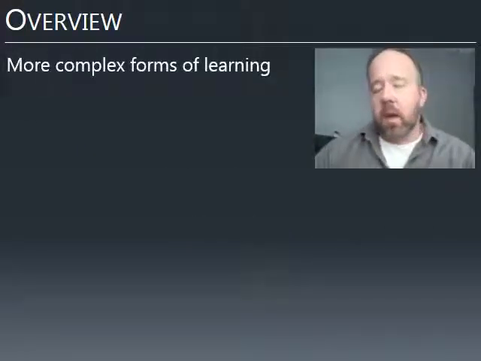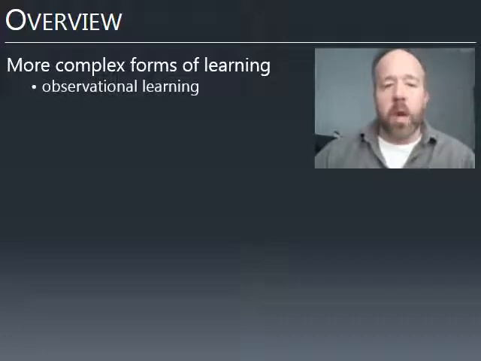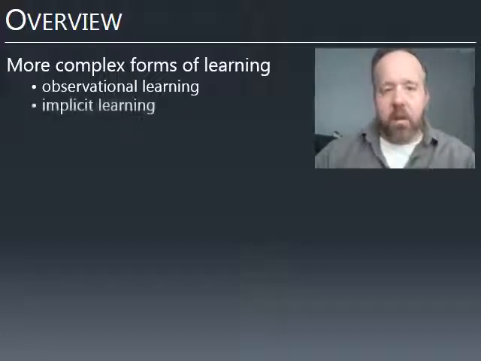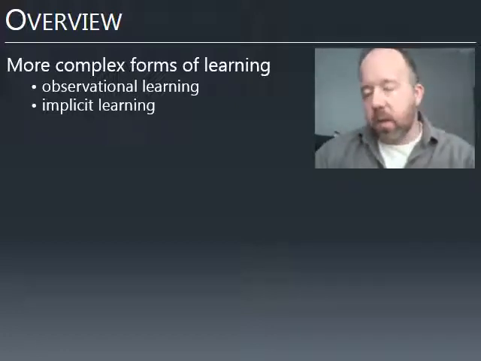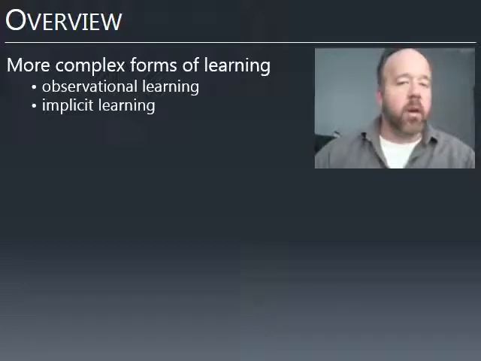So specifically, those more complex forms are going to be observational learning. That is where we witness the experience of others, behaviors and outcomes, and learn from that. And then also implicit learning, as opposed to explicit learning. So implicit learning is learning that we're not aware of.